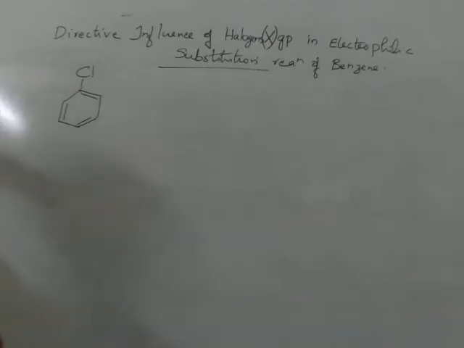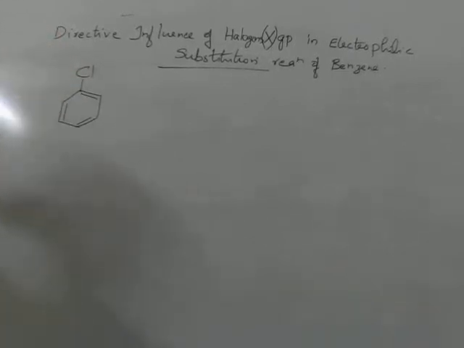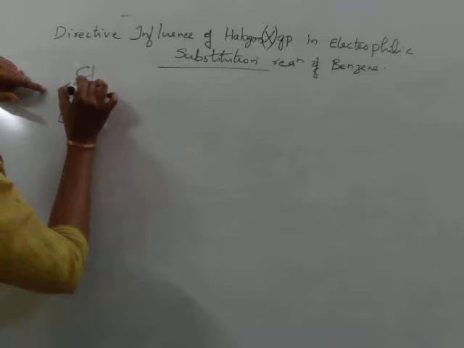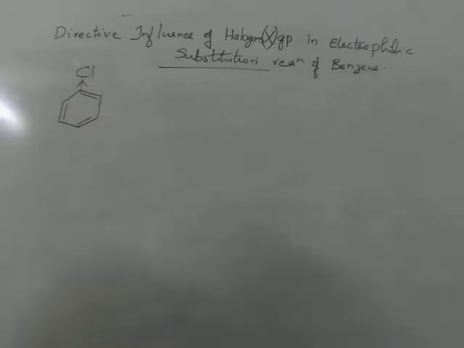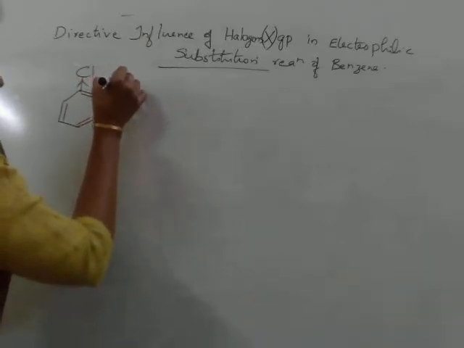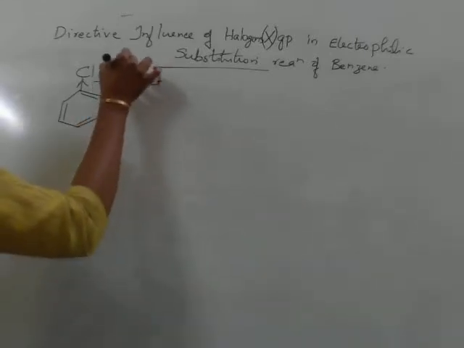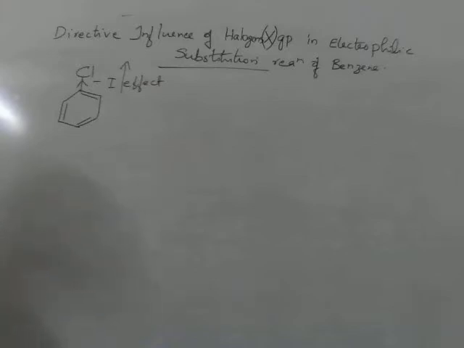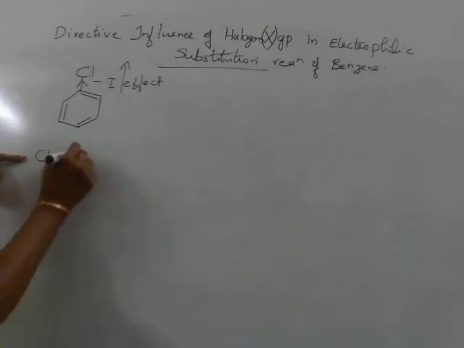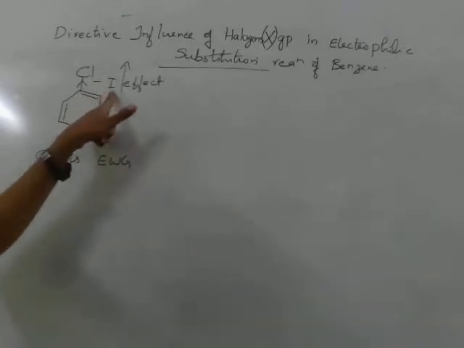Here, when we compare the electronegativity of chlorine and carbon, we know chlorine is more electronegative than carbon. So this shared pair of electrons will be more attracted towards the chlorine atom through inductive effect, right? This effect is called negative inductive effect. This effect acts in the upward direction. So due to negative inductive effect, chlorine is an electron withdrawing group. How is chlorine an electron withdrawing group? Due to negative inductive effect.